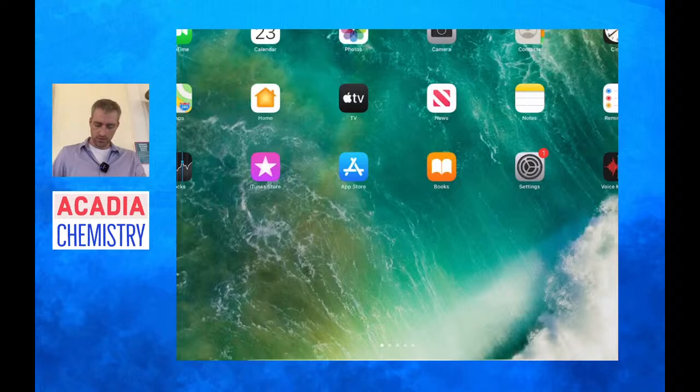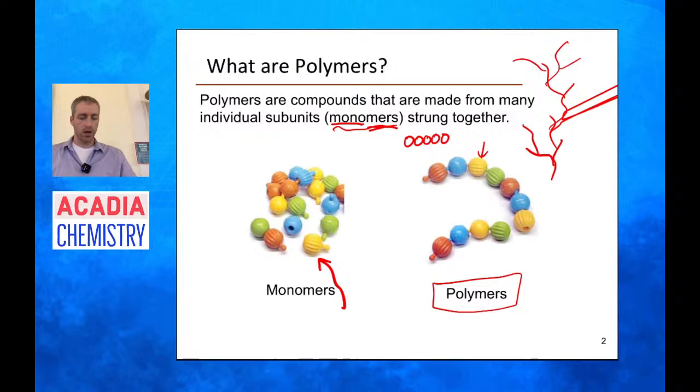Come back to me, there we go. You can have branched chains, which we would also call polymers. As long as you have a repeating subunit, we call these things polymers, for many units.